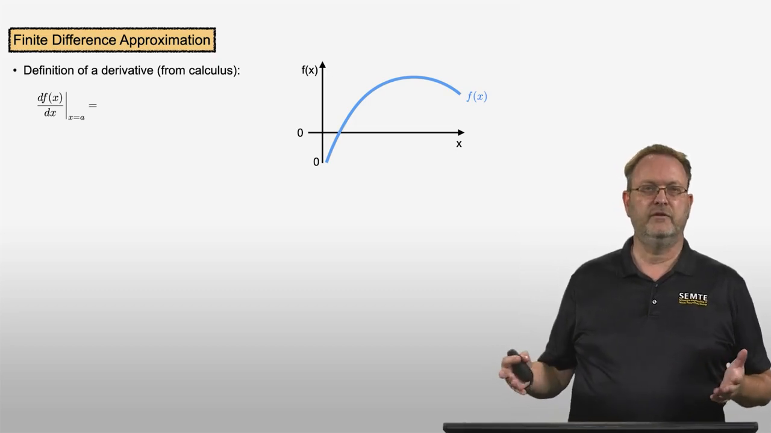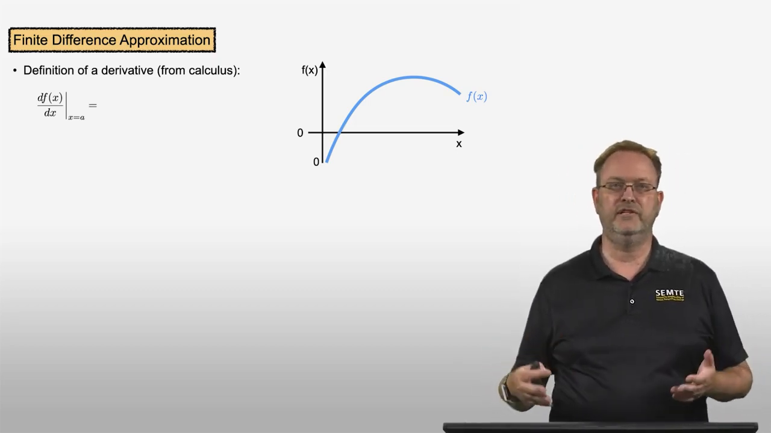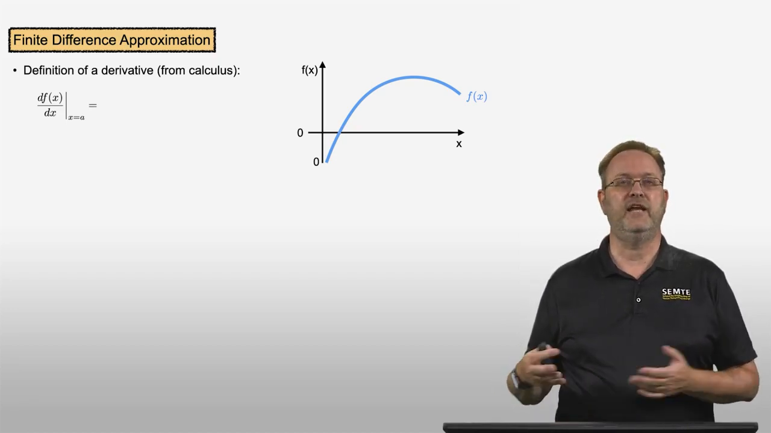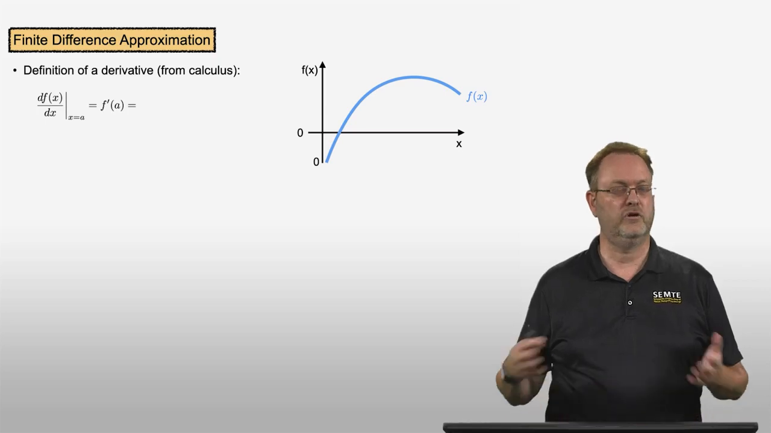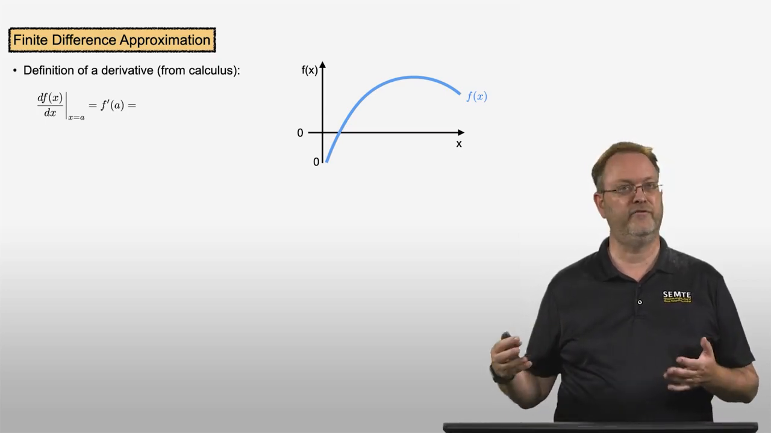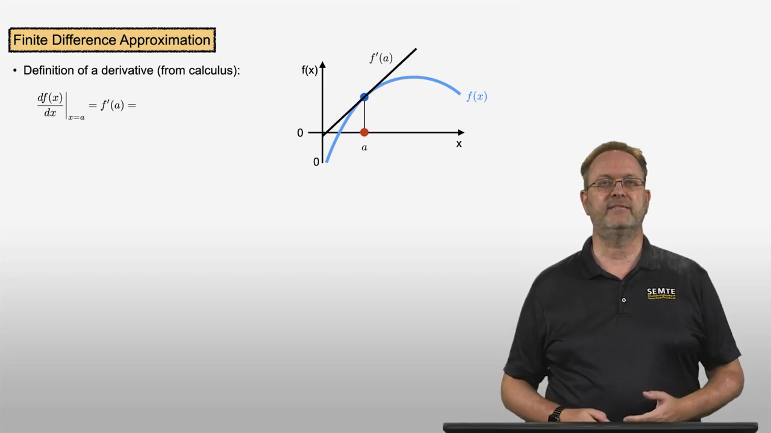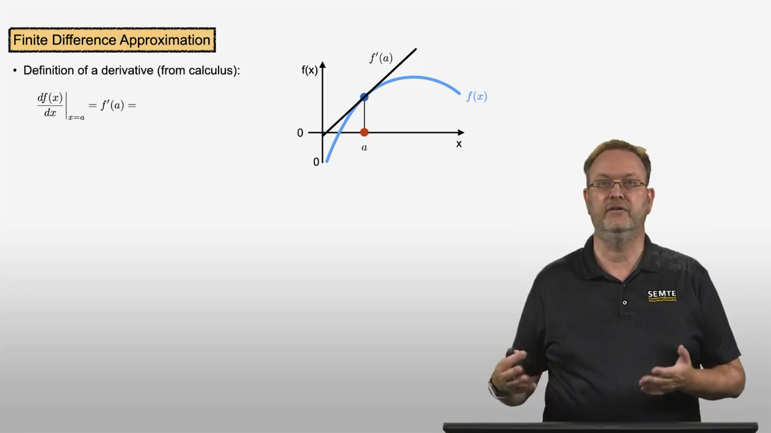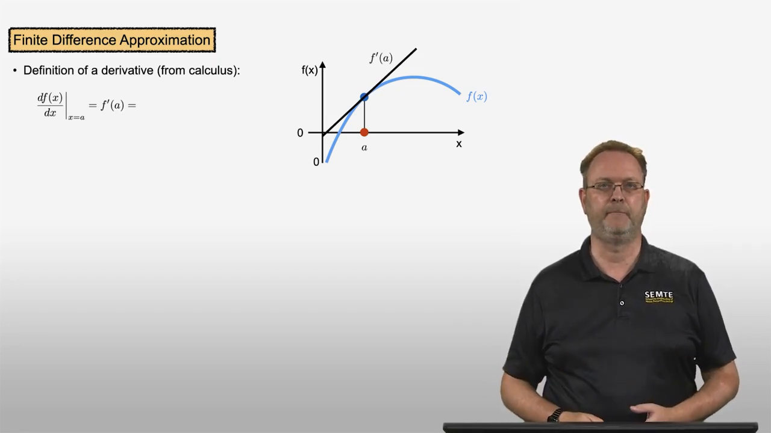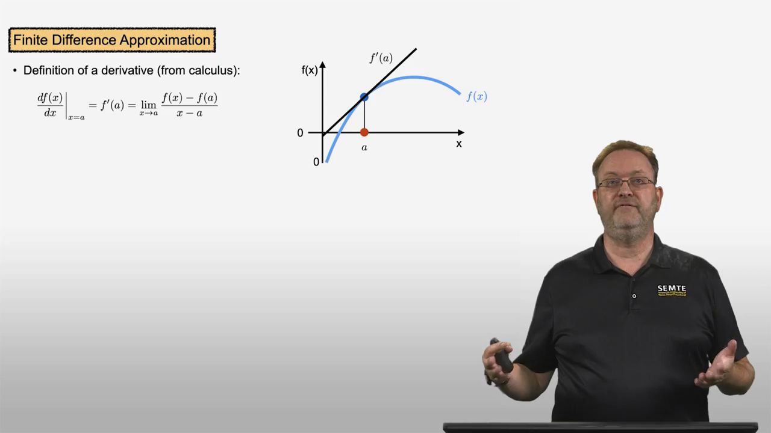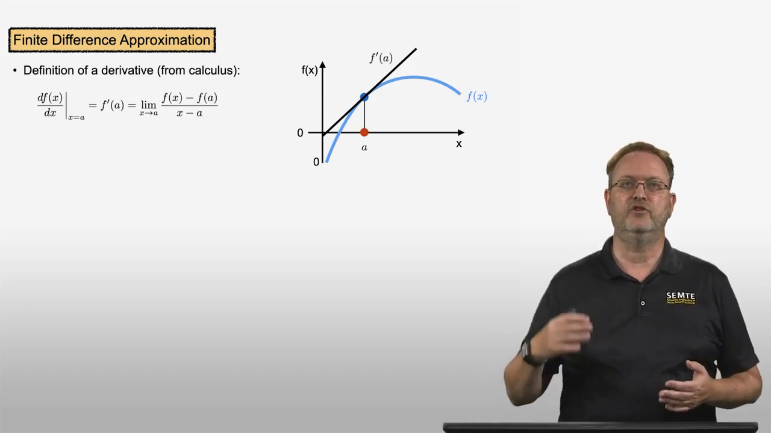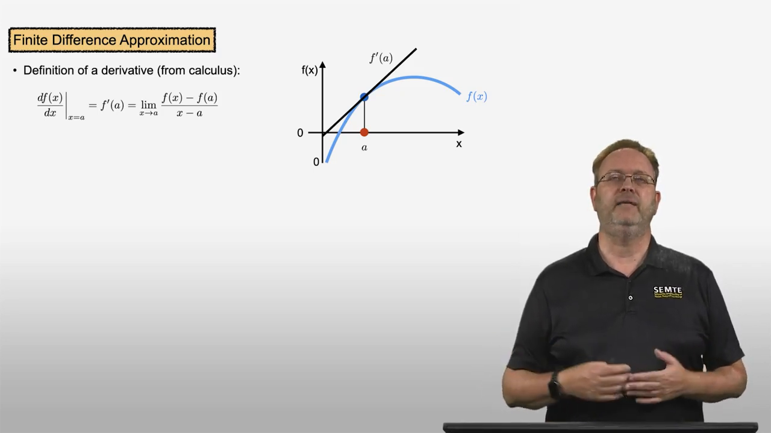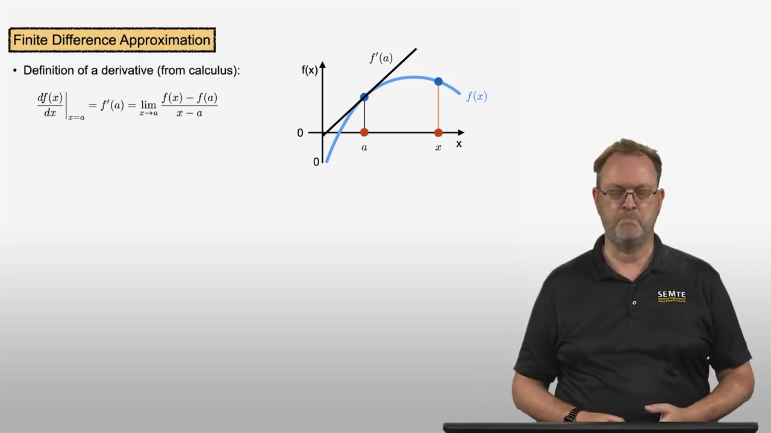Now from calculus, we know the definition of the derivative, that the derivative of this function f of x with respect to x at a location x equal to a, also written as a shorthand as f prime of a, is defined as the slope of the line at this point a, f of a. In calculus, this is defined as the limit of x going to a of the difference of f of x minus f of a divided by x minus a.